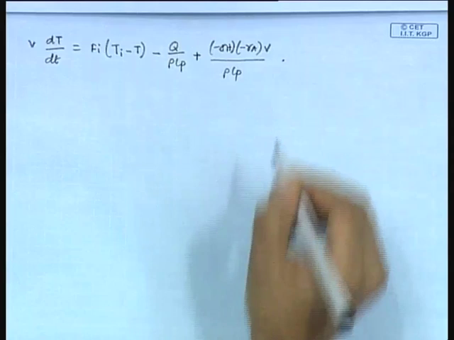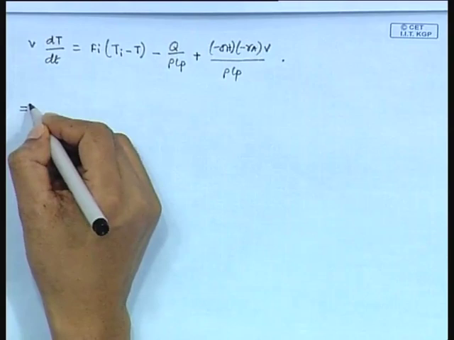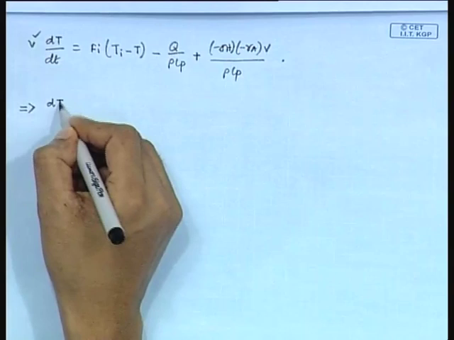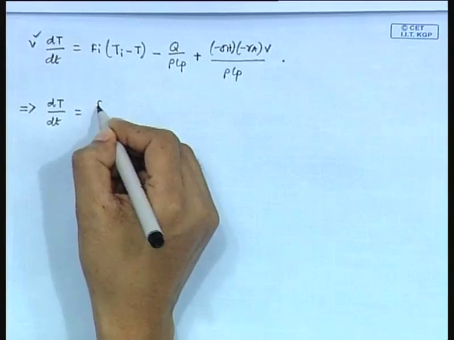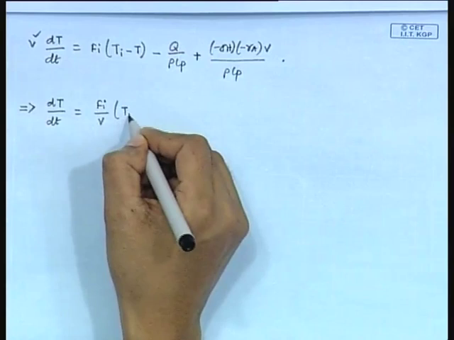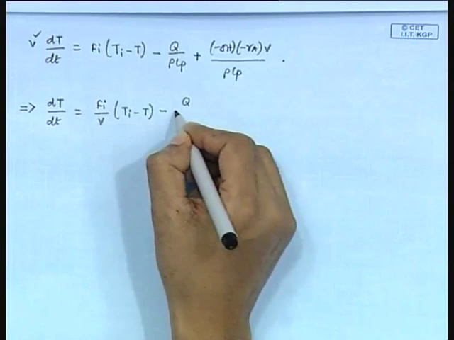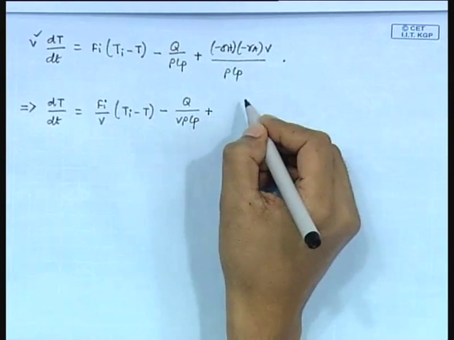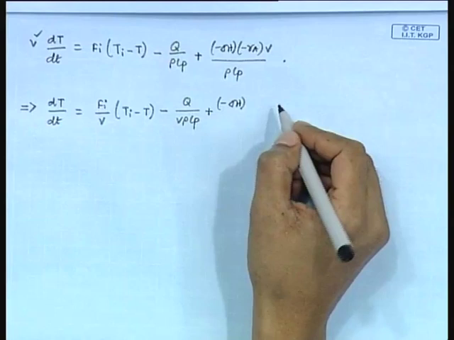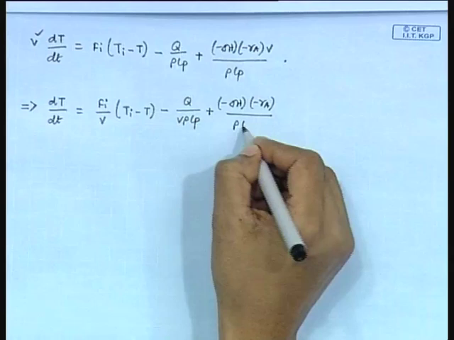And finally, we will divide both sides by this volume term. Then we get dT/dt equals Fi divided by V (Ti minus T) minus Q divided by V rho Cp plus minus del H minus Ra divided by rho Cp.